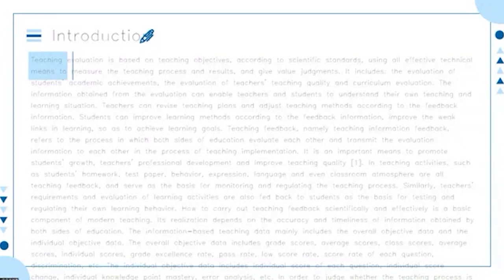of the education. The information-based teaching data mainly includes the overall object data and individual object data. The overall object data includes grade score, average scores, class score, and average scores, individual scores, grade excellence rate, pass rate, raw score rate, score rate of each question. The individual object data includes individual score of each section, individual score change, individual knowledge point mastery, awareness, in order to judge whether the teaching process is effective.